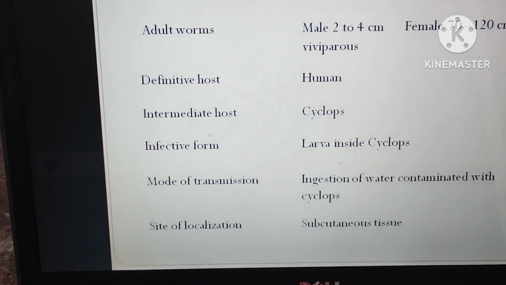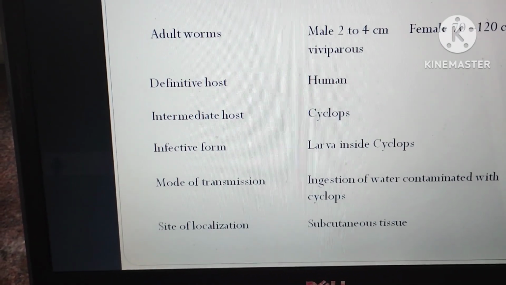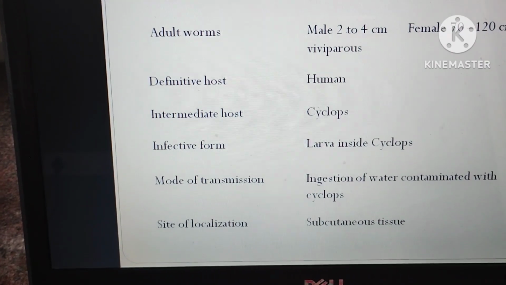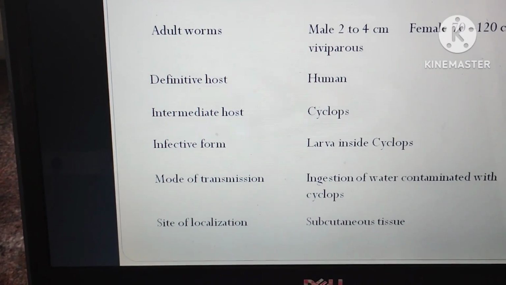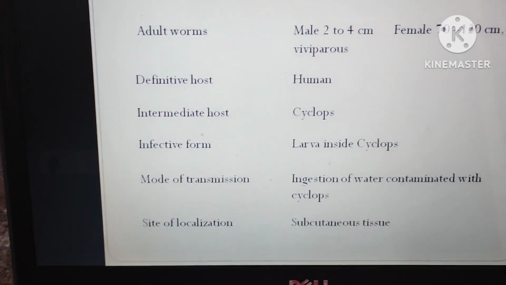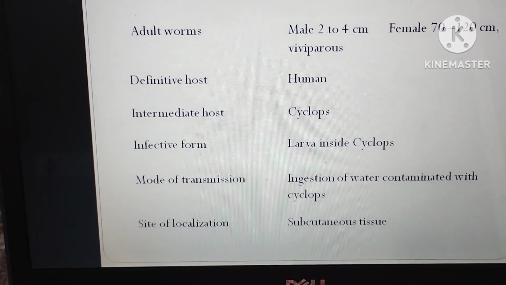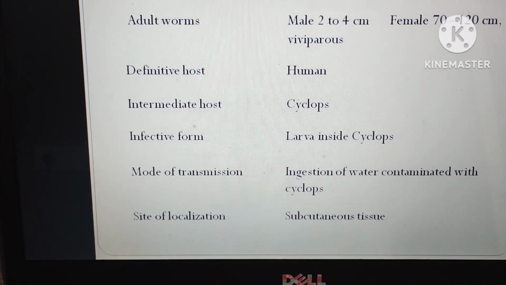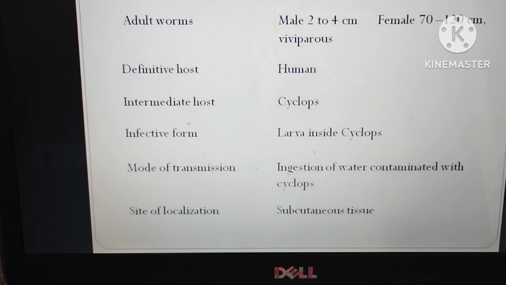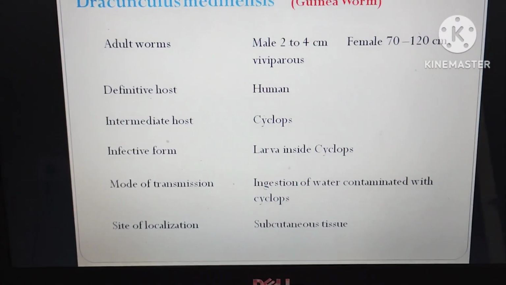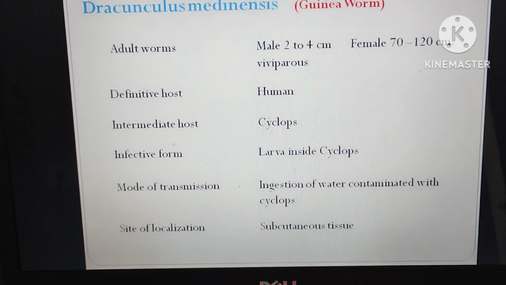Definitive host is man. Intermediate host is cyclops. Infective form is the larval stage, that is, an L3 form present inside the cyclops. It is transmitted by ingestion of water contaminated with cyclops containing L3 larva. It usually resides in subcutaneous tissue.